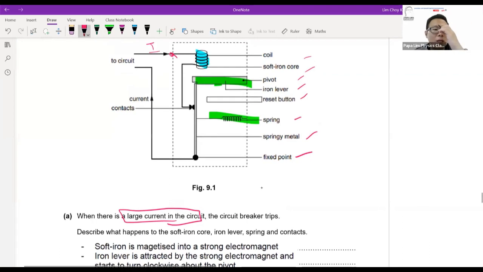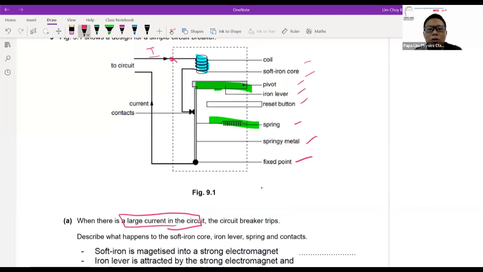So when the large current flows through the coil, remember for coil, the clue we are telling the students is to take note that the coil can be an electromagnet when the current passes through it. As for iron core, definitely iron core and coil are together, whereby the electromagnet is used to attract certain things.